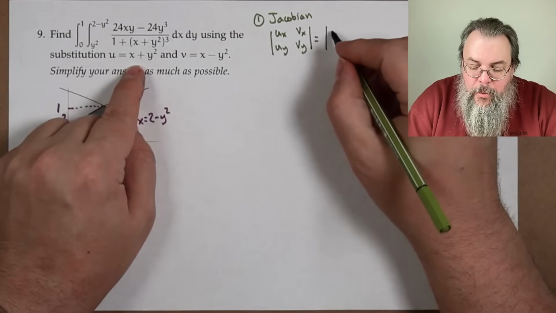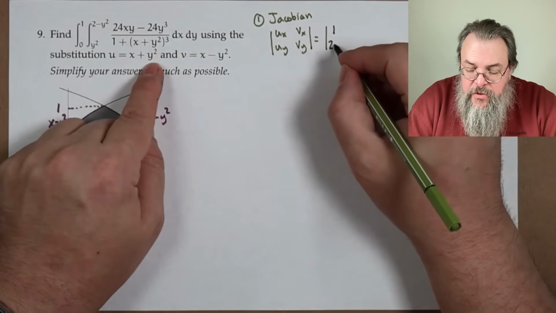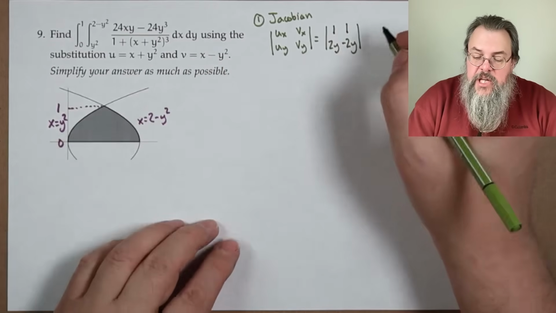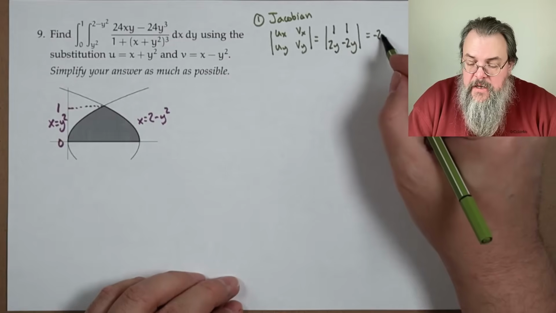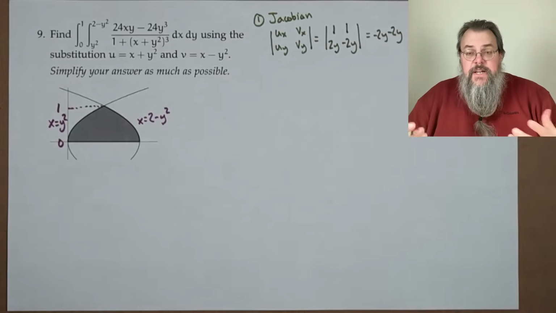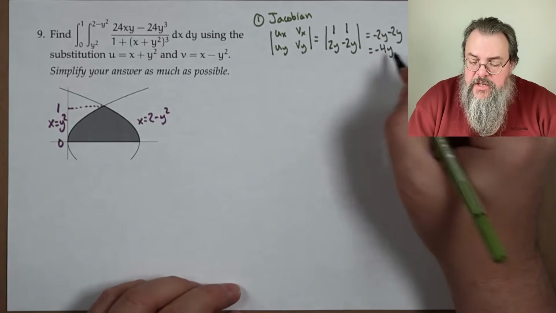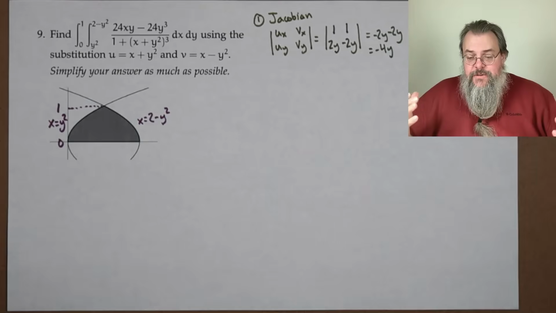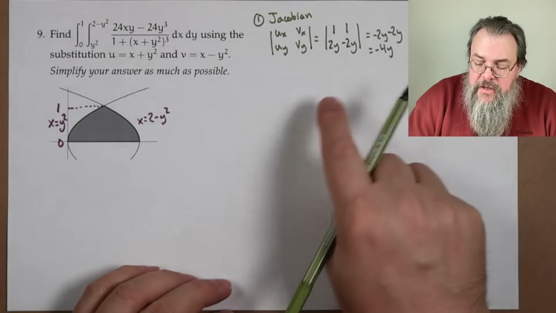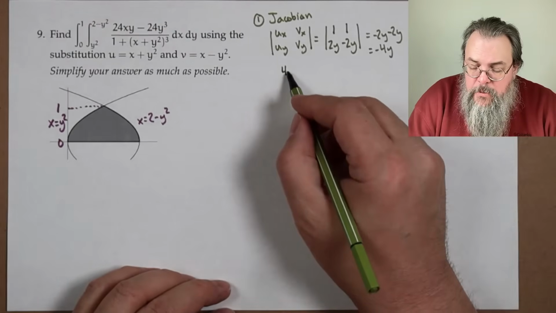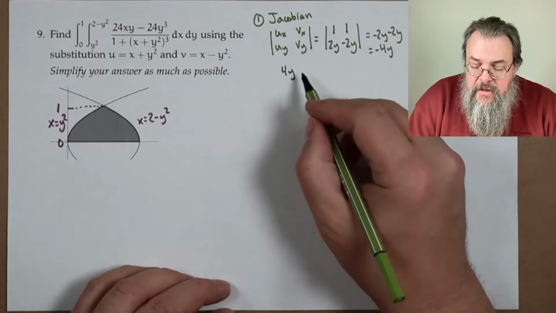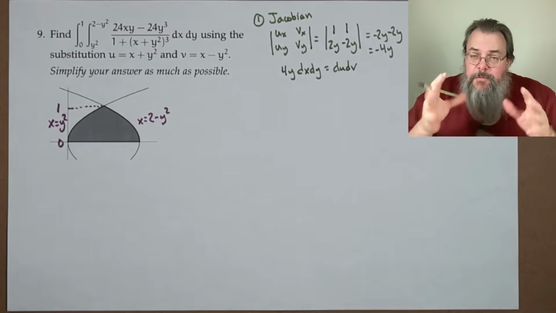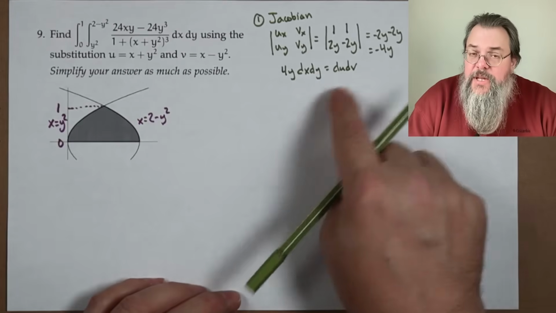All right, so here we go. U sub x, 1. U sub y, 2y. V sub x, 1. V sub y, minus 2y. Now, if you take this, you'd get what? You'd get minus 2y, minus 2y. Now, that's minus 4y. But here's the thing: the Jacobian is measuring expansion and contraction, so we always take the absolute value. So the punchline here is that we get 4y, that's the absolute value of this, dx dy equals du dv, or dv du. Order doesn't matter right now. The key is, how do these relate?